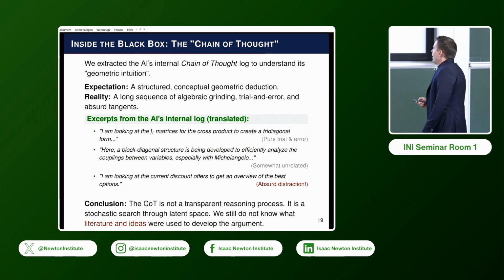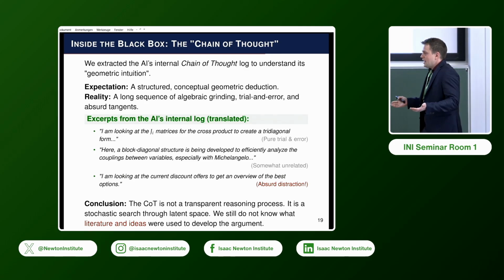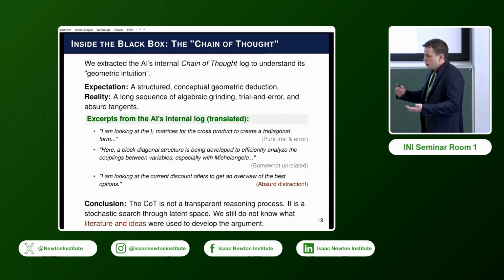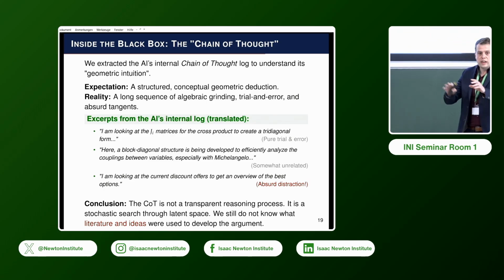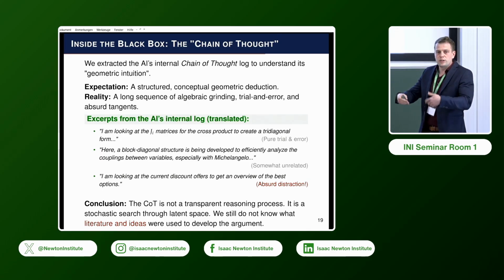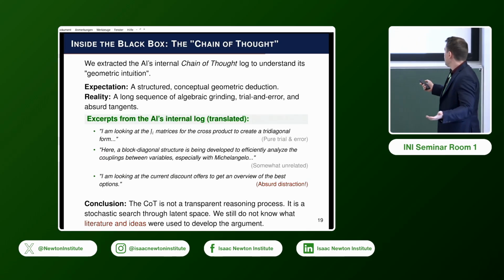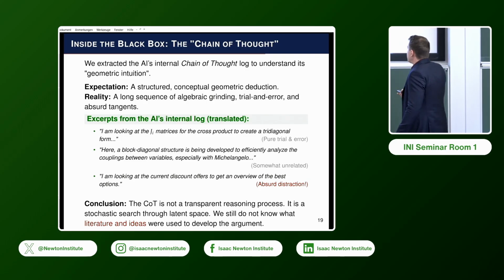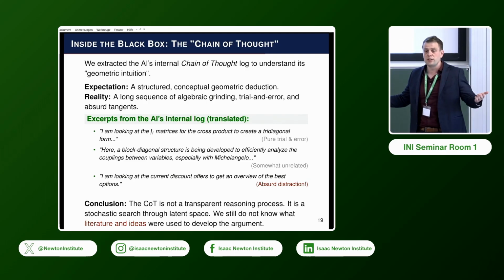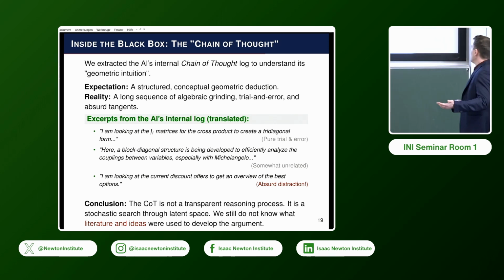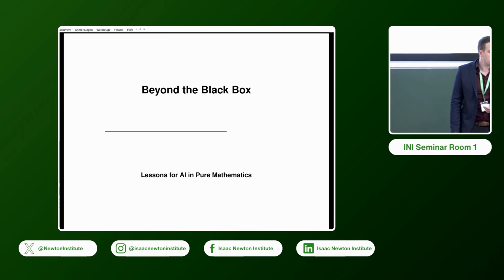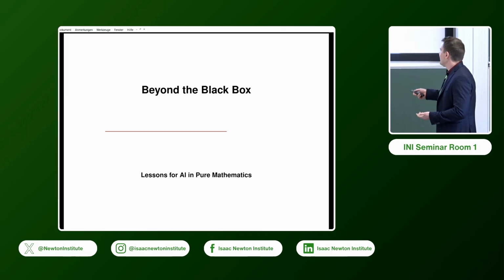So the chain of thought didn't give us any transparent reasoning process at all. To us it appeared that it was performing a stochastic search among everything which looked similar to what it knew in order to find something which looks like a perfectly written proof. And so we still do not know which literature and ideas actually contributed to the final result. We do not know. So what are the lessons we can learn from this example for AI and pure math?